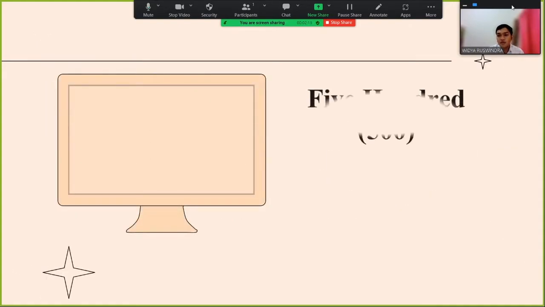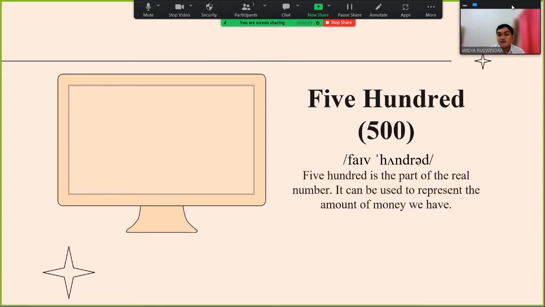Okay, next vocabulary is 500. This is the symbol for 500 and the pronunciation is 500. 500 is the part of the real numbers. It can be used to represent the amount of money we have. For example, your bill is $500.